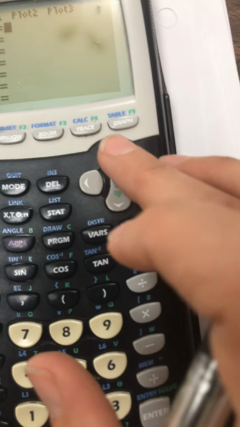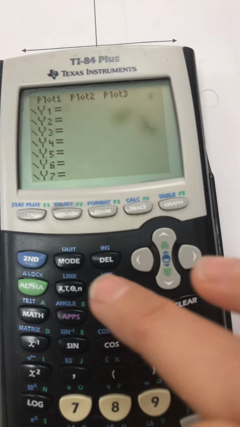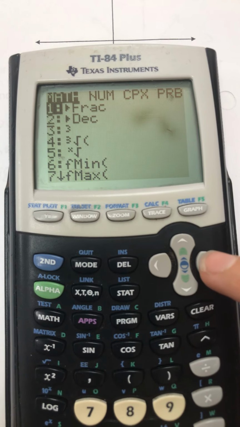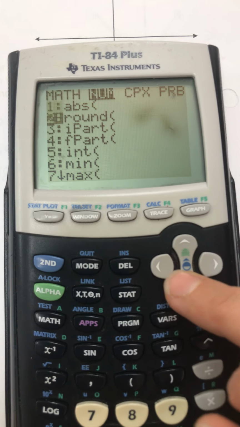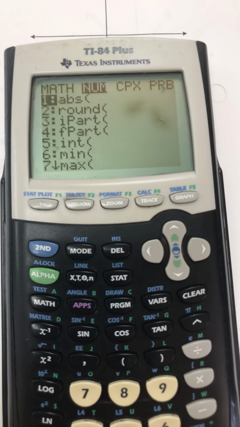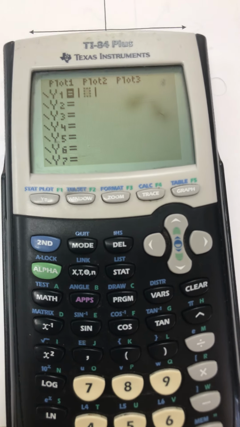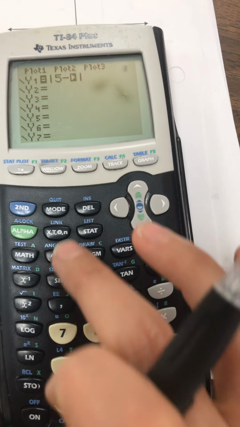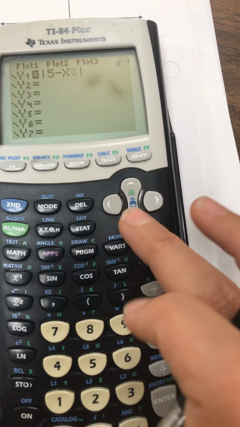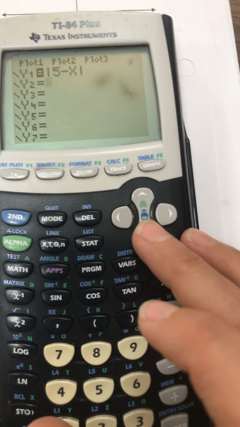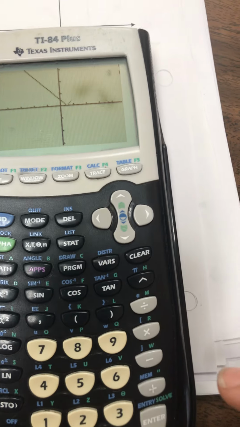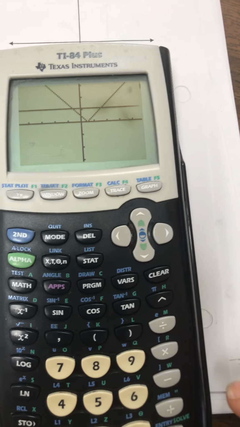Let's go back up. We're going to have the absolute value, we said it was under math. You're going to arrow over to number, then you're going to hit absolute value. Enter. Okay, so now we're going to hit 5 minus x. Down. Now your next one is going to say 11. Graph. Okay, it's going to look like that. So now we're going to graph it.